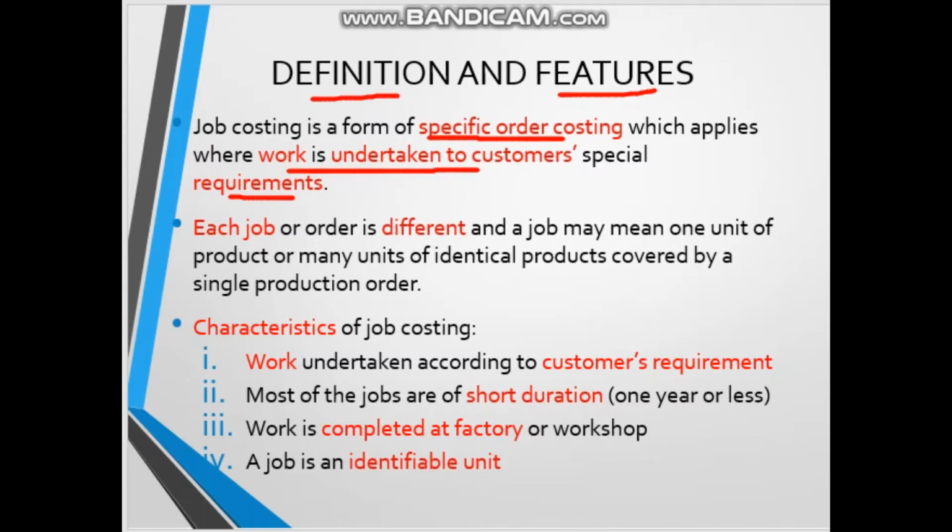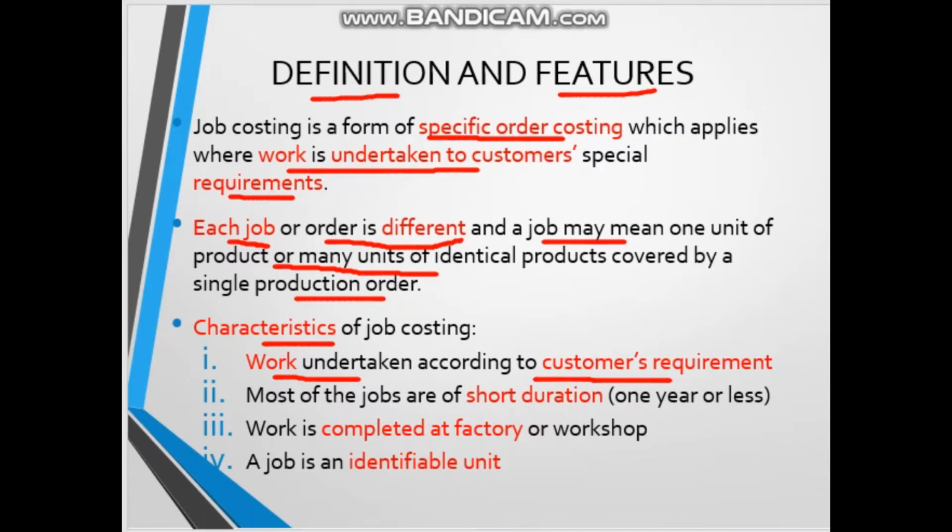Each job or order is different. A job may mean one unit of product or many units of identical product covered by a single production order. So it means that a customer may order one or more than one. It depends on the requirement from the customer. So these are the characteristics. Number one, the work undertaken is according to the customer's requirements. So it depends on what they need.